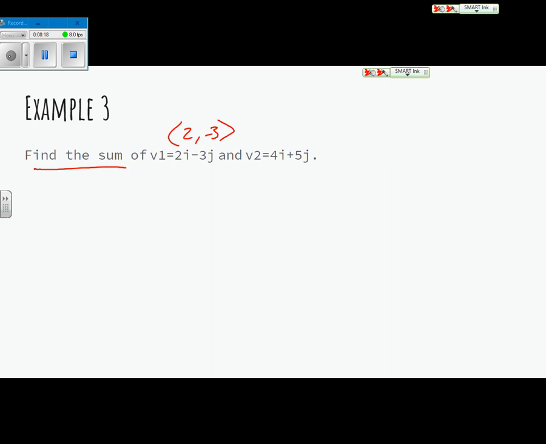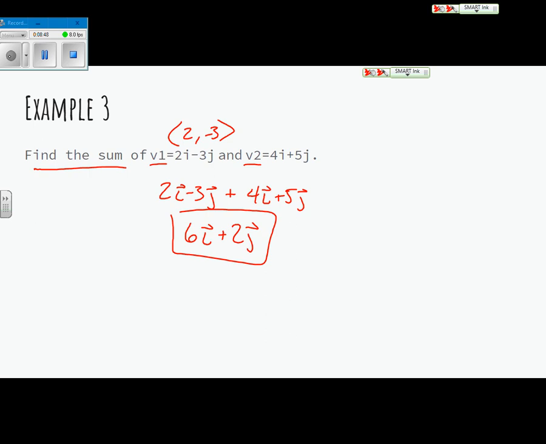It says find the sum of it. So I'm just going to take v1 plus v2. So that's going to be 2i minus 3j, and I'm going to add that to 4i plus 5j. And then from here, all I have is combining like terms. I get 6i plus 2j. And that would be my answer on this.